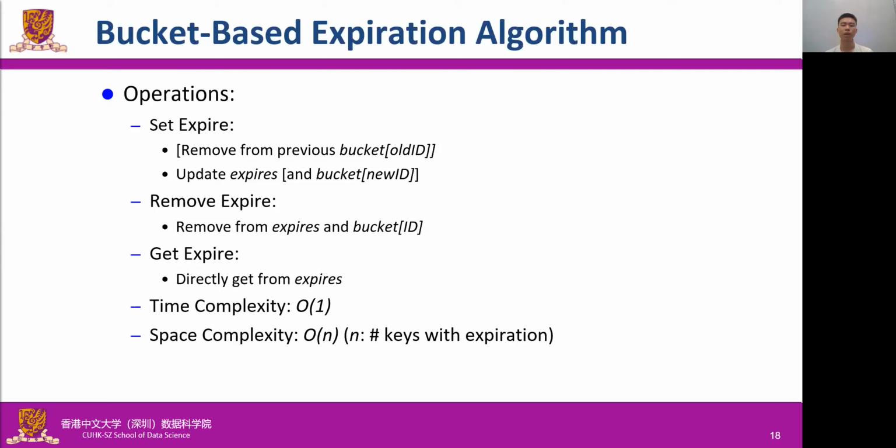Since buckets and expires are implemented as hash maps, the time complexity is O(1), and one key could only have at most two records in buckets and expires. So the space complexity is O(N) for N keys.